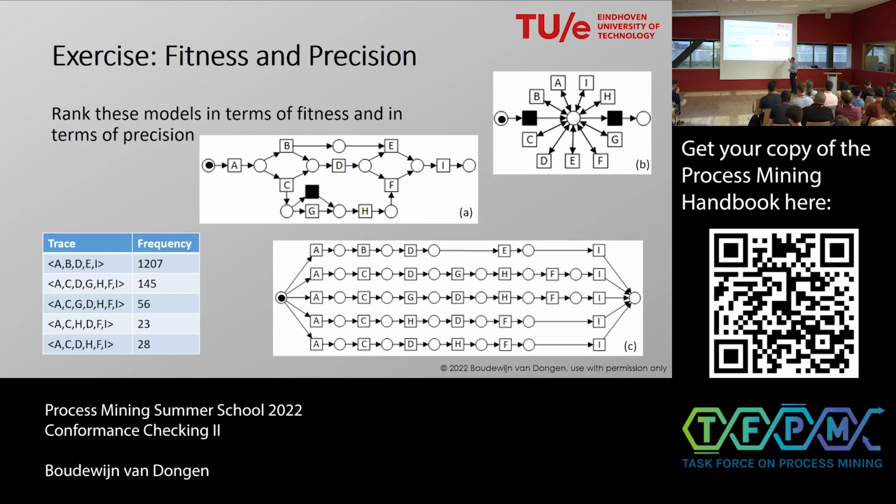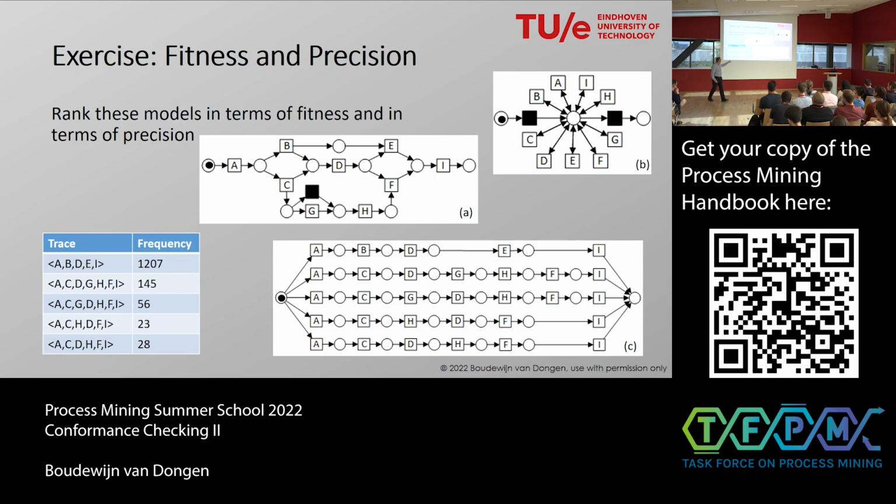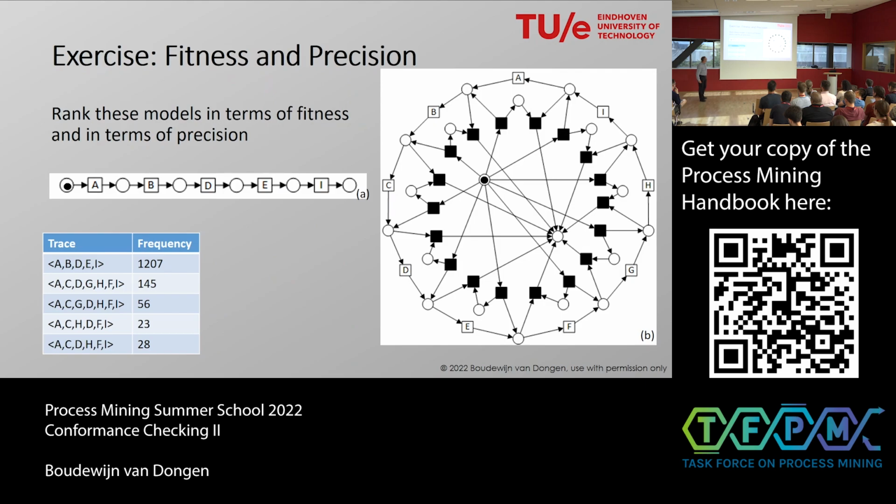And C is just a translation of the event log into the trivial, perfectly fitting and perfectly precise model. It's completely useless, right, to analyze, but it is perfectly fitting and precise. So C is definitely the most precise model. Right? This is just the event log. A is a little bit less precise, and then B is completely imprecise. All right? 2 more. I had fun drawing that one, by the way.